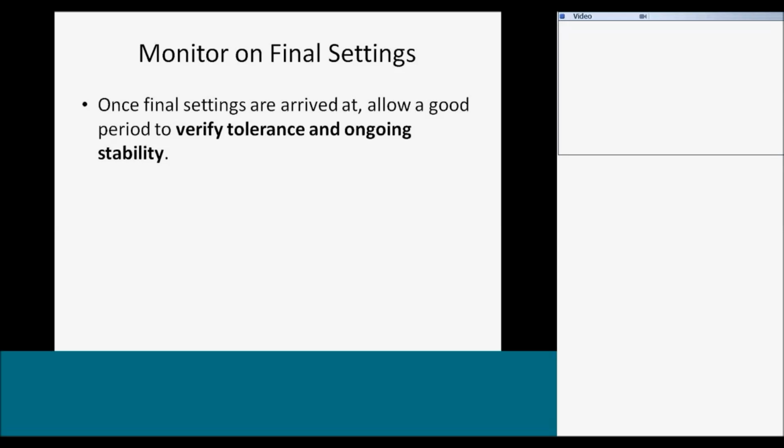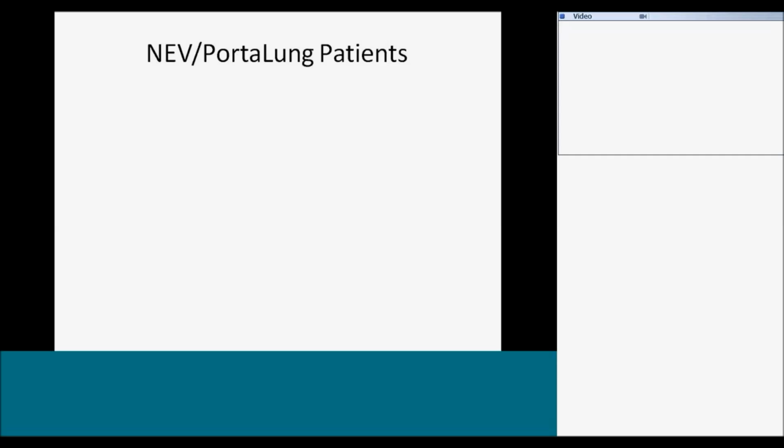Okay, once you've got your final settings determined, allow a nice period for the patient to settle onto those settings and verify tolerance and ongoing stability. A real clear indication that the patient is comfortable on your settings is that they will sometimes just fall asleep. They'll be very comfortable. The level of support is right and the level of comfort is right. They should feel no anxiety about it, and it should be very easy for them. And like I said, a really good indication is that they just relax off to sleep. I've seen it happen before.